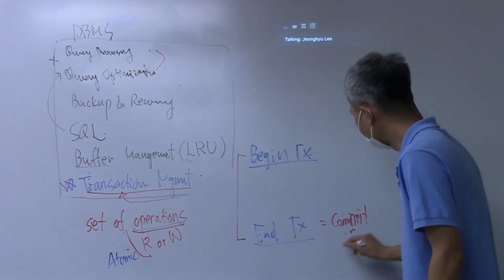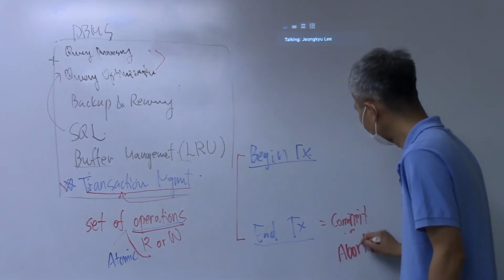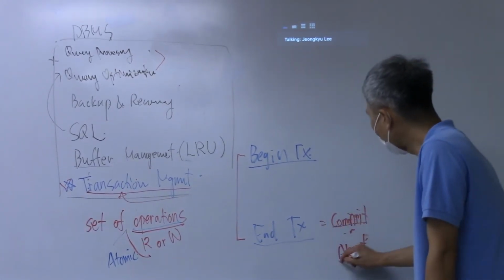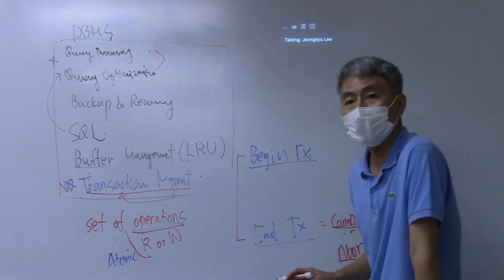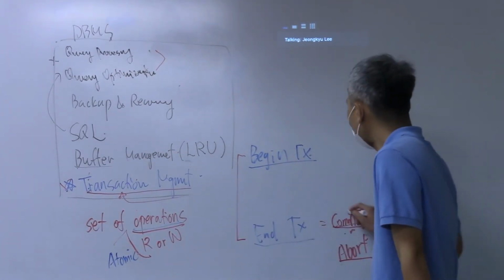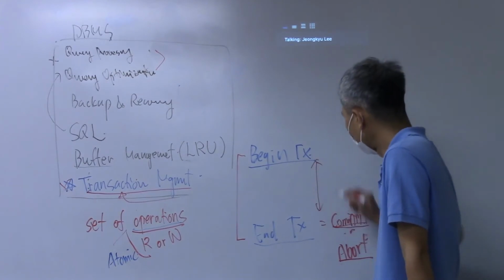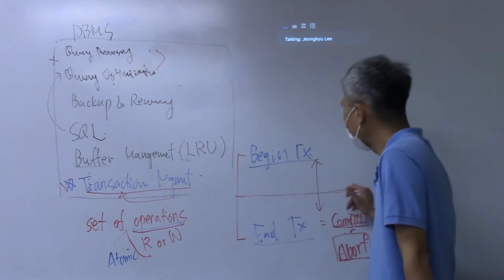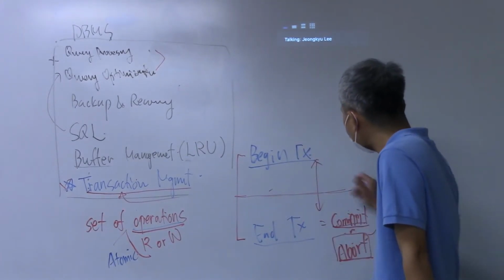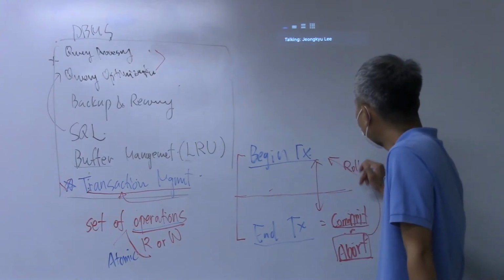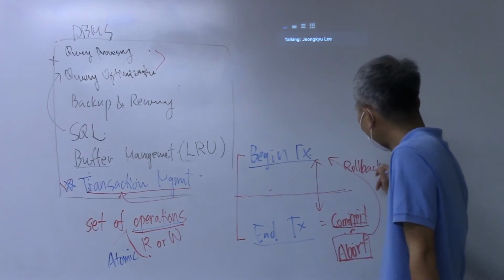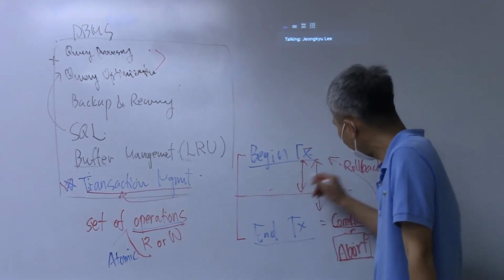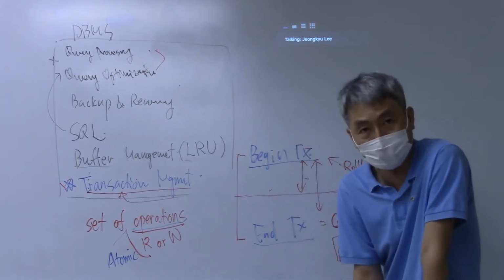No, abort. So your transaction will always end with commit or abort. Commit means it's successfully done, so apply everything. Abort means it's a false stop. In case of a false stop, you need to roll back to the beginning. So any change in between until the abort will not be applied.